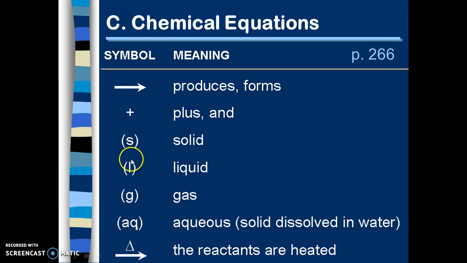We need to specify a lot of times what state of matter the substance is in. Is it a solid, a liquid, or a gas? A lot of times they're aqueous. Aqueous means it's dissolved in water. It means it's in a solution. So if we have aqueous sodium chloride, that means that we have sodium chloride that's dissolved in water.